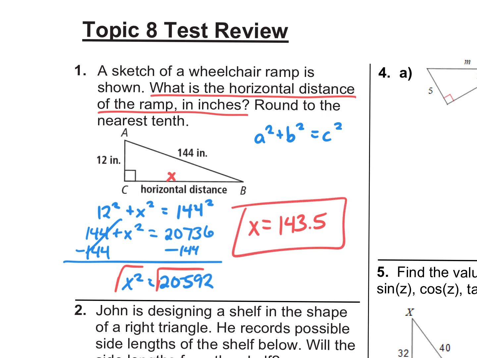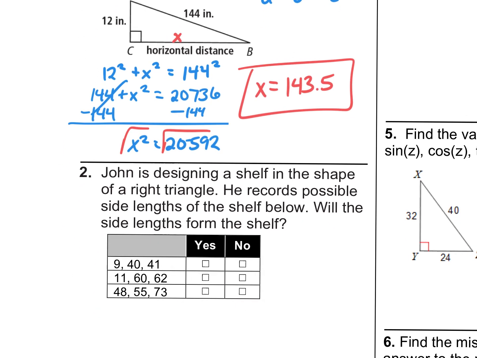On this test, there are multiple ways you can check if your answer makes sense. Plug this back into here. Does it make sense that that side can be 143.5? Yeah. Let's say I got 160 for that. Would that work? Why not? Because it can't be bigger than the hypotenuse. Can't be bigger than the hypotenuse. So use your best judgment on those. Check your answer if you need to. Okay. All right. Number 2.